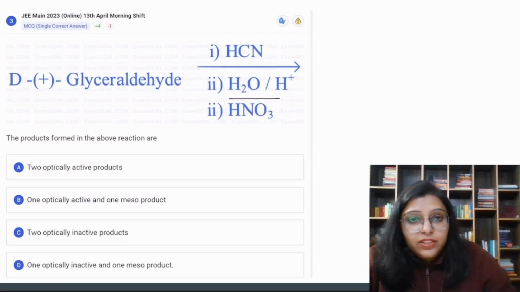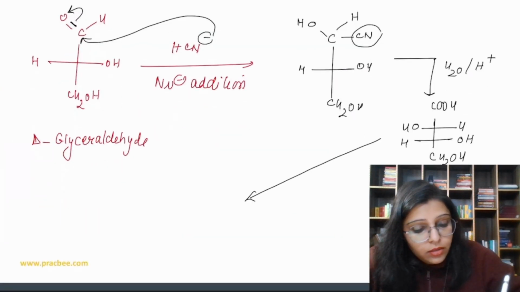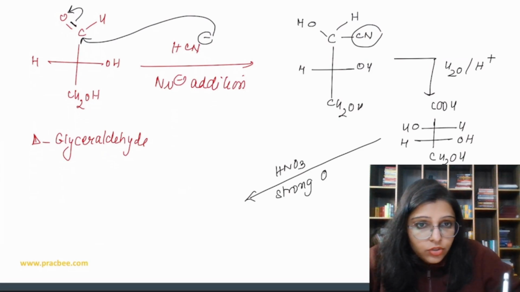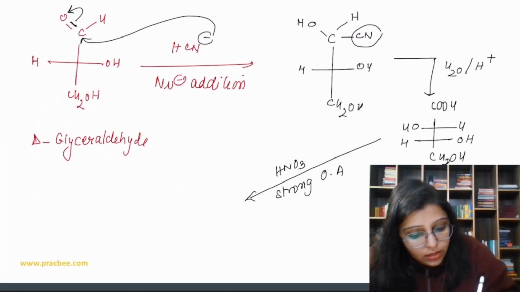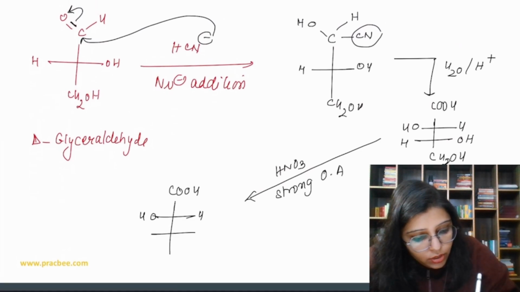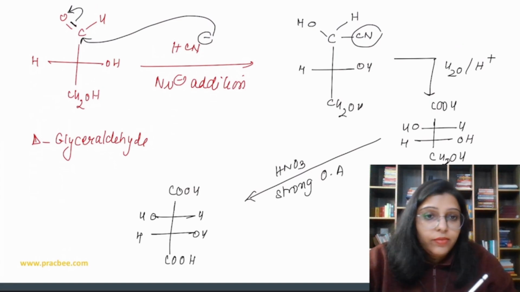Now in the next step, HNO3. HNO3 is a strong oxidizing agent, so it converts alcohol to carboxylic acid. So what do we have? COOH, OH, H, H, OH and COOH. So this is the final product.